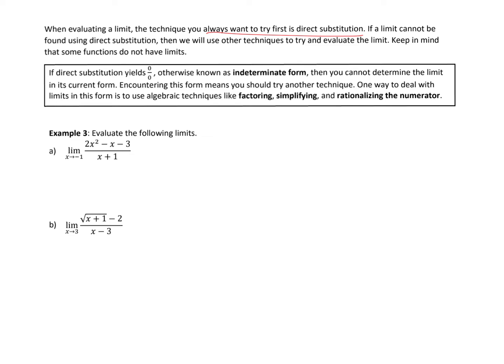All right, so let's look at this example 3, this first one. So I have a limit as x approaches -1 of this function. So what do we try to do first? Substitute in -1. So what happens? 2 plus 1 minus 3 over 0. So I get 0 over 0, don't I? Yes. So what is that called? It's called an indeterminate form. So we have to do something else. Now, what do we like to do to quadratics? We like to factor them.